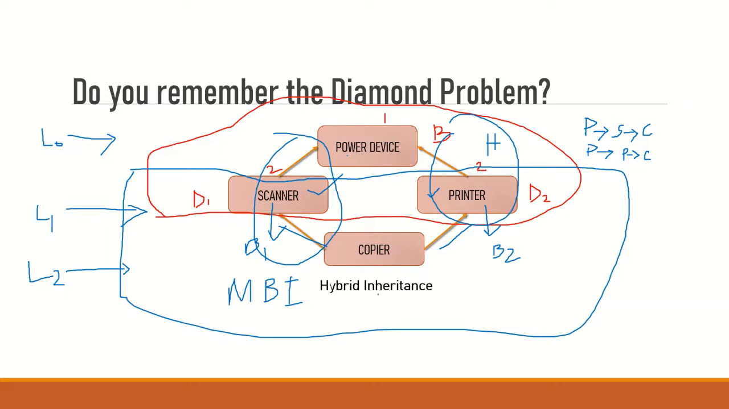So this hybrid inheritance is also sometimes called multi-path inheritance. Why multi-path? Look at these multiple paths. We have multiple paths, and we are in ambiguity again: which path should we follow? The question now is how to reach power device from copier. Should I follow this path or this path? So this is the most important and high-rated problem in multiple inheritance. We call it the diamond problem.